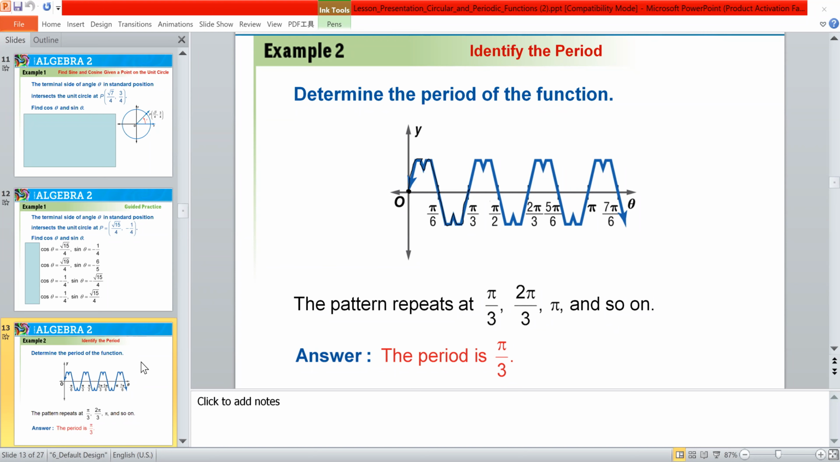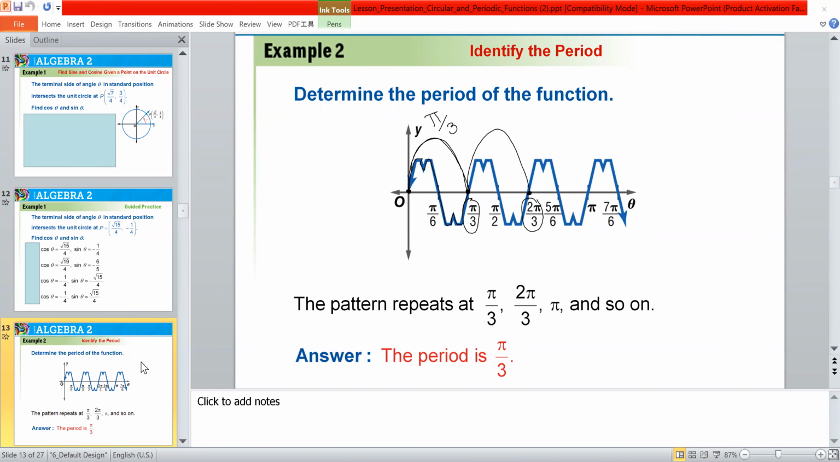So the period of our function is from here to here. We go from 0 until we reach pi over 3. So our period is pi over 3. It means this function will be repeated each pi over 3. Pi over 3 means 60 degrees. Another complete rotation from here to here is 2 pi over 3, as you see. Another complete rotation will be 3 pi over 3, or pi.